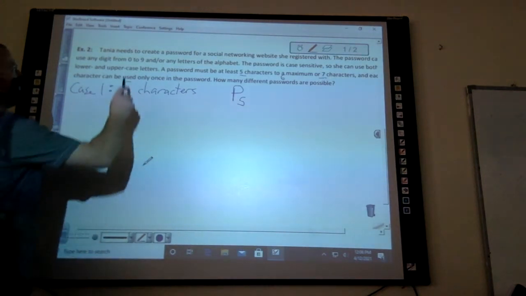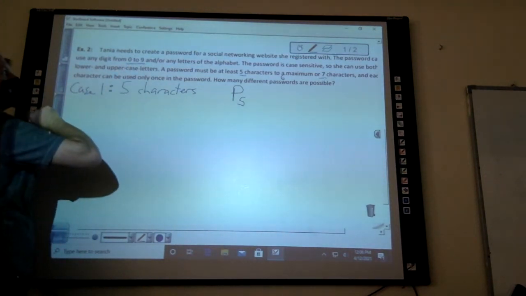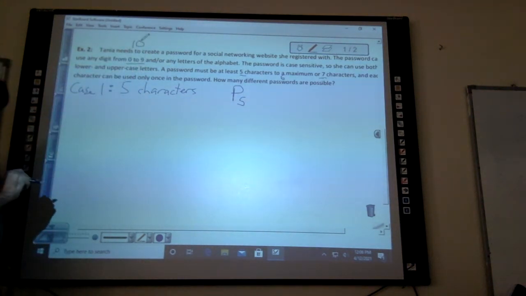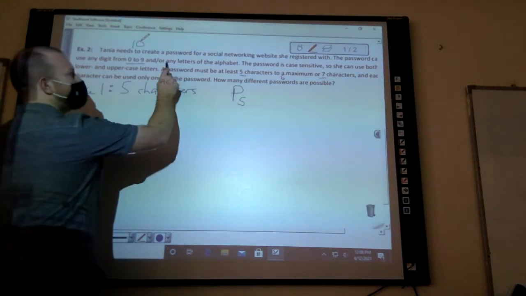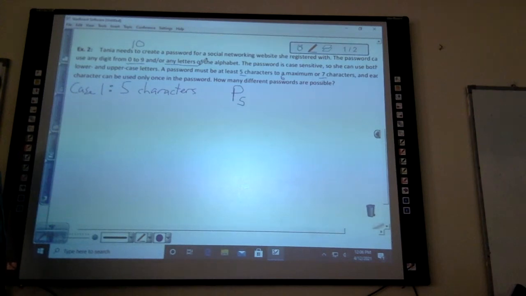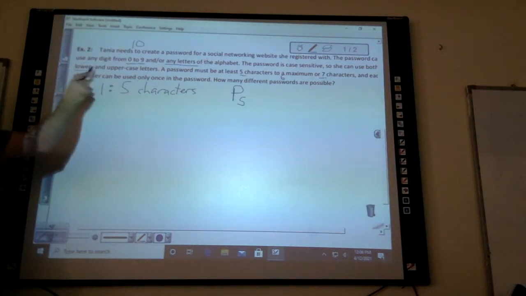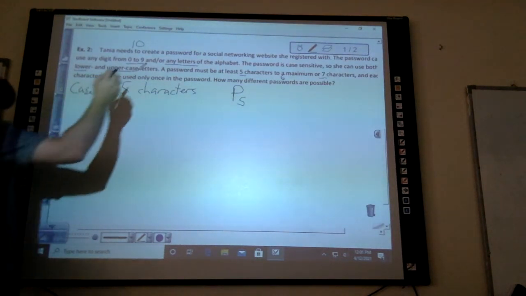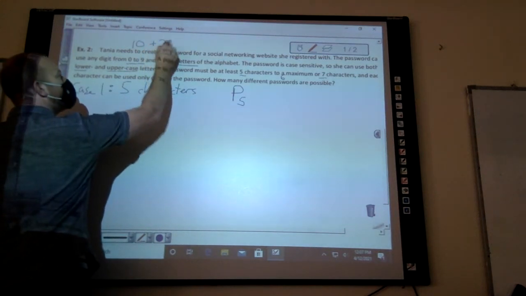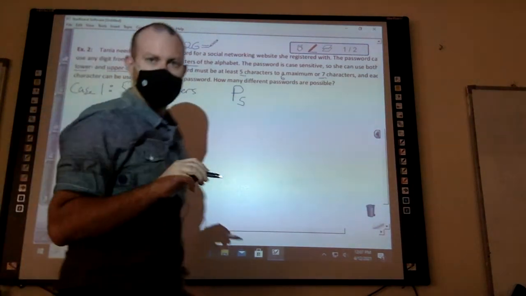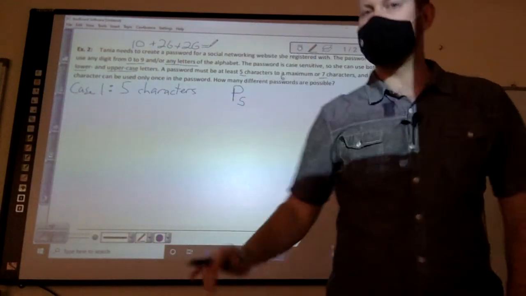So in this, I've got the numbers from 0 to 9. So that's 10 digits there that I'm dealing with. I can have any letter. Any letter is 26, but it says I can use both a lowercase or an uppercase. So therefore, I've got 26 lowercase, 26 uppercase. So therefore, the total number of options I have for this is going to be 62.